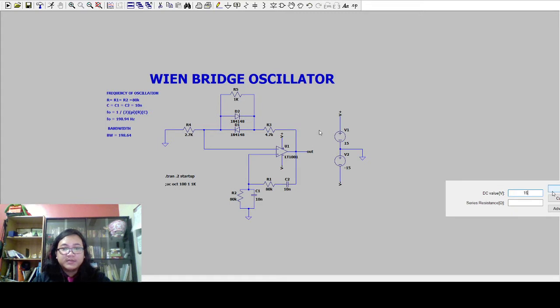As you can see here, I have diodes. Wonder why I have to use diodes? It is because if you don't use D1 and D2 in this oscillator, its output is gonna saturate at its supply voltage, which is positive and negative 15 volts.